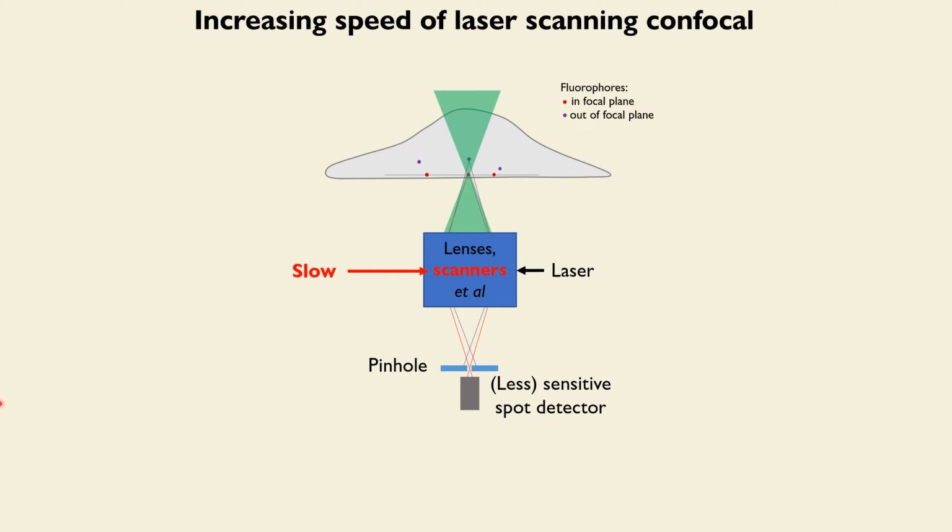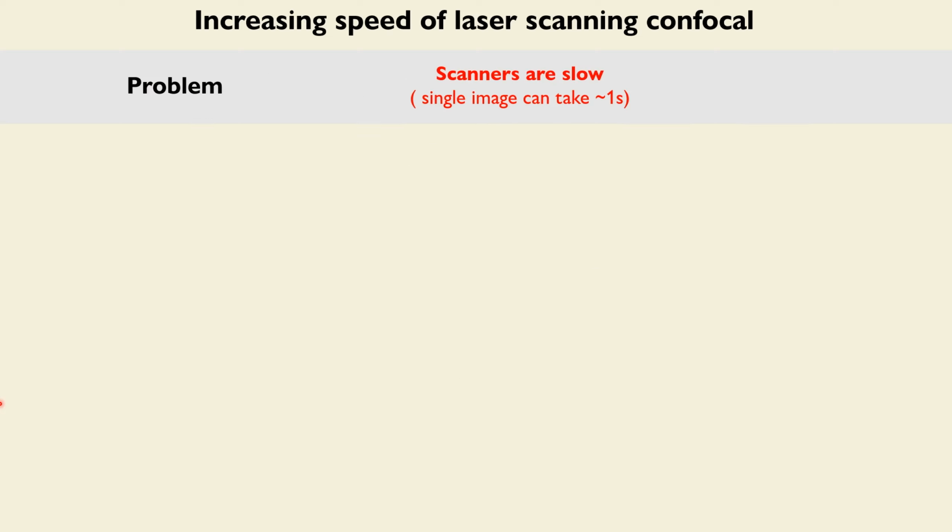You can see that, just to be reminded, is because scanners are involved that have to raster the laser through the sample, and that's a slow process. So what can we do to increase the speed of a laser scanning confocal? And just for reference, a typical image on a typical confocal, though this can vary a lot, typically takes around 1 second. So what can we do about this?